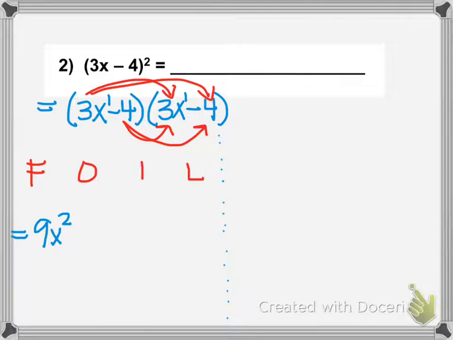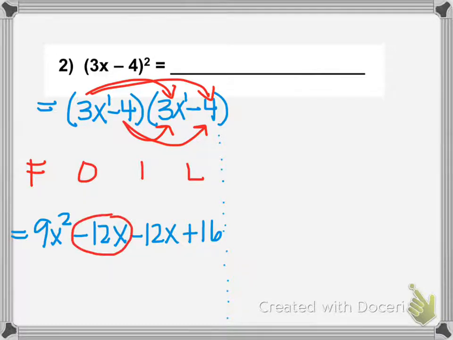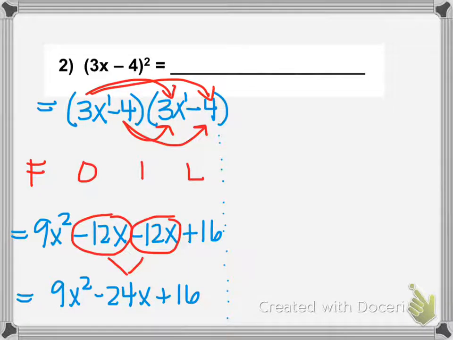Remember, multiply the 3's, add the 1's. 3x times negative 4 is going to be negative 12x. Negative 4 times 3x is also negative 12x. And then negative 4 times negative 4 is positive 16. Remember what I said, usually 99% of the time these two middle terms will be like, and you can combine them. Negative 12x and another negative 12x makes negative 24x. And then we'll bring down the other two terms, the last term of 16 and the first term of 9x squared. So this is what you get when you multiply those two binomials together.